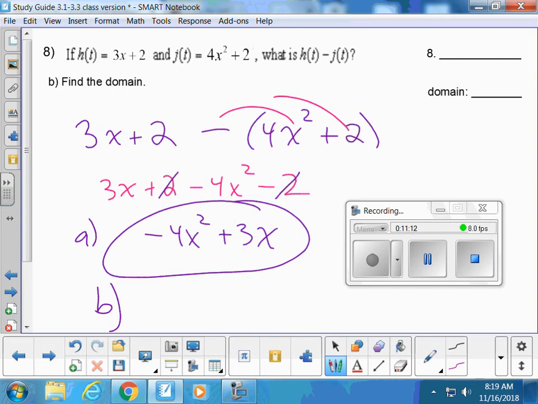Now answer blank B, what's the domain? What do you guys think? What could we put in for x? Anything we darn want, because you can square and multiply by any number in the whole world. So negative infinity through infinity.